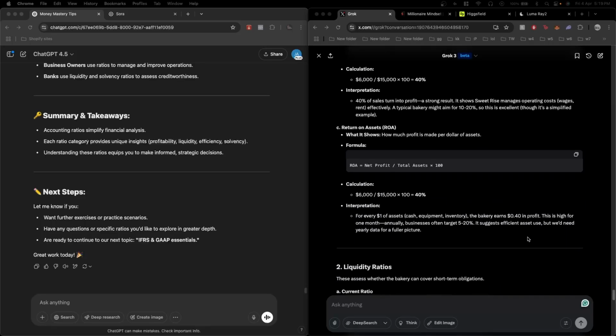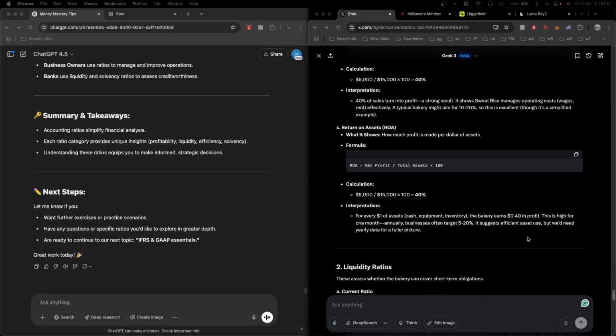So next is the return on assets, ROA. What it shows: how much profit is made per dollar of assets. The formula used is ROA equals the net profit divided by the total assets, times 100. So what is the calculation? We have a net profit of $6,000. Our total assets equal $15,000, times 100, which is also 40%.